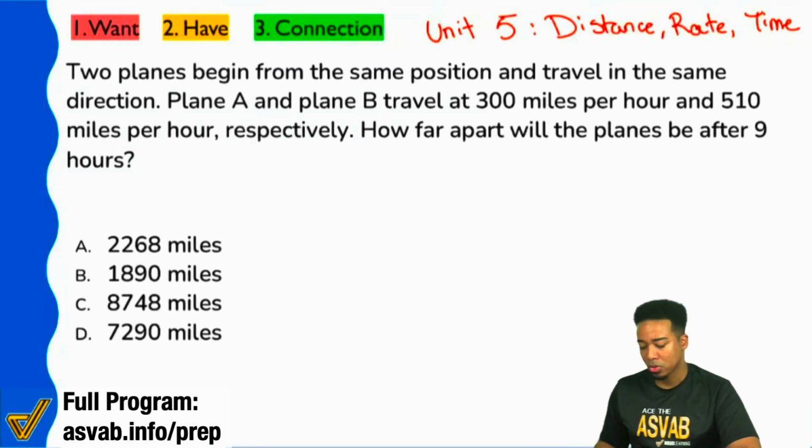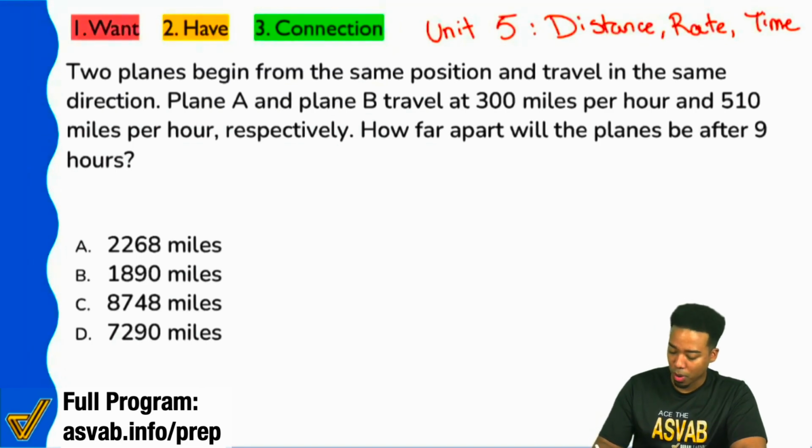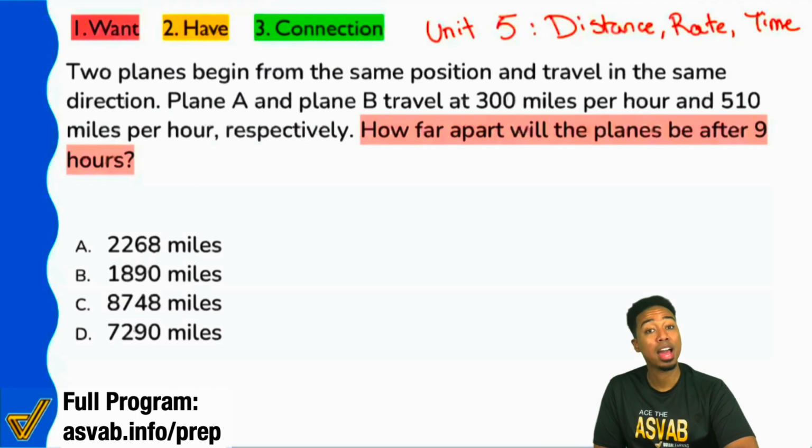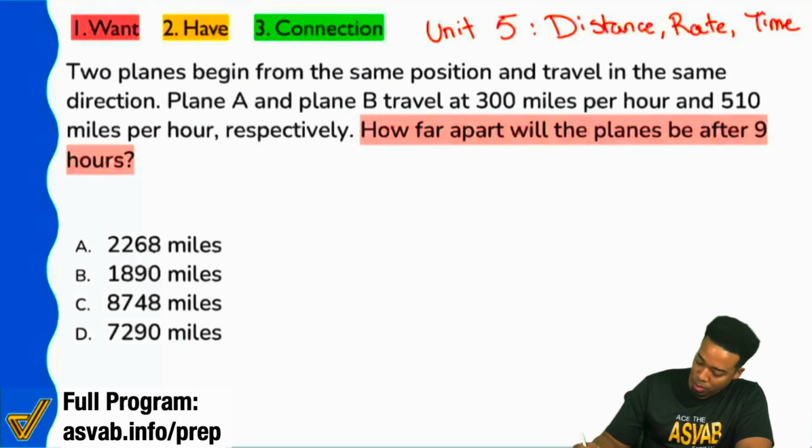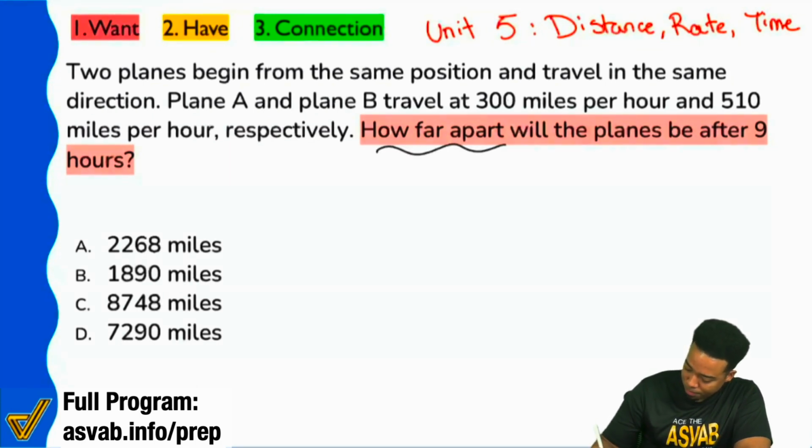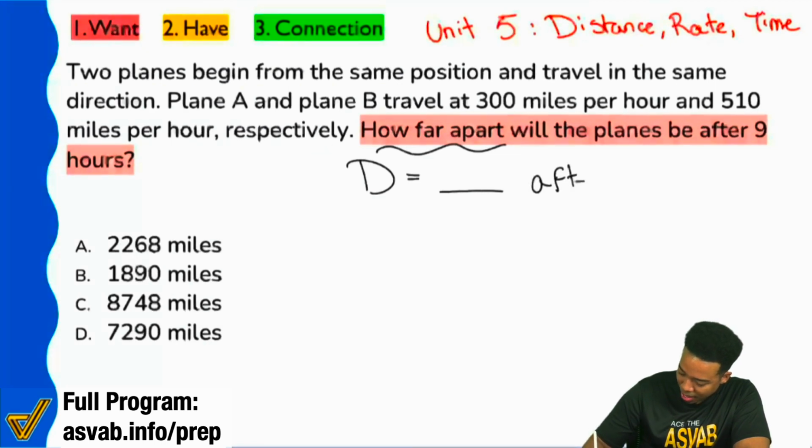All right, so first things first, read the question, and it's going to say right here, how far apart will the planes be after 9 hours? How far apart will the planes be after 9 hours? So we want the distance, how far apart. D equals blank after T, time, equals 9 hours.